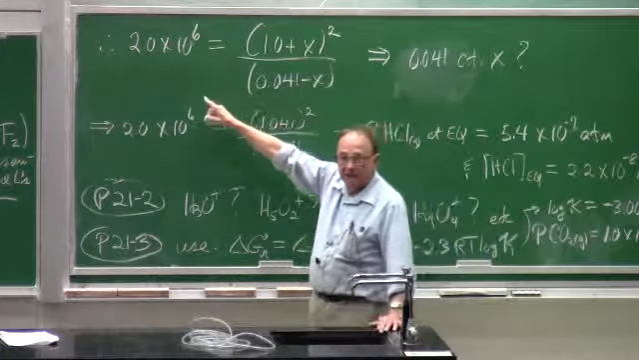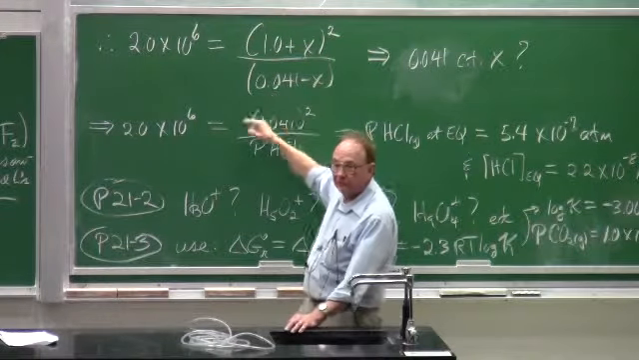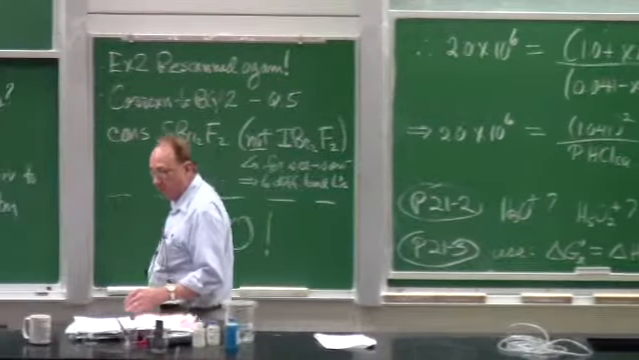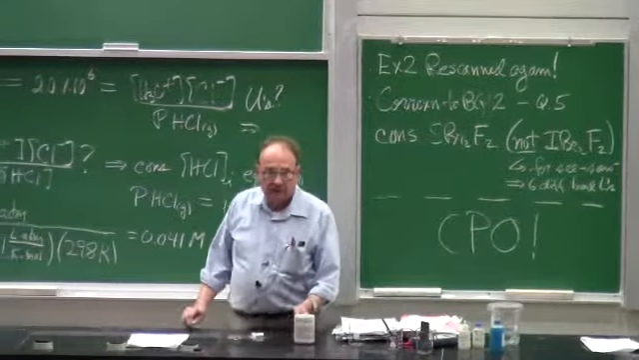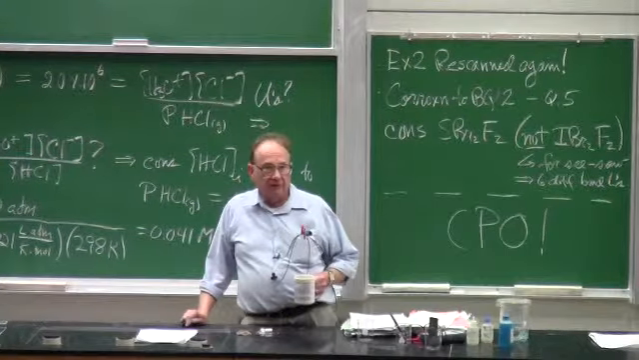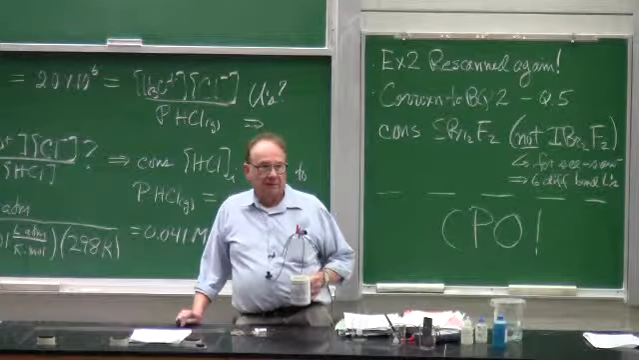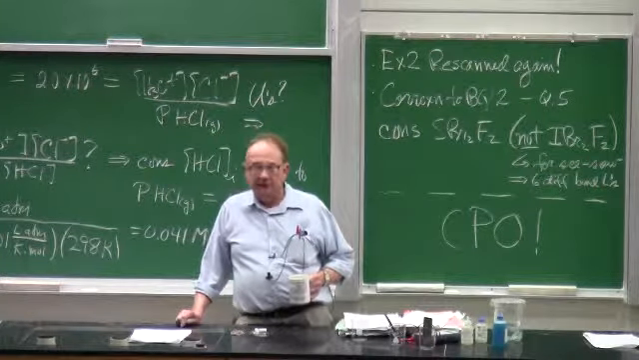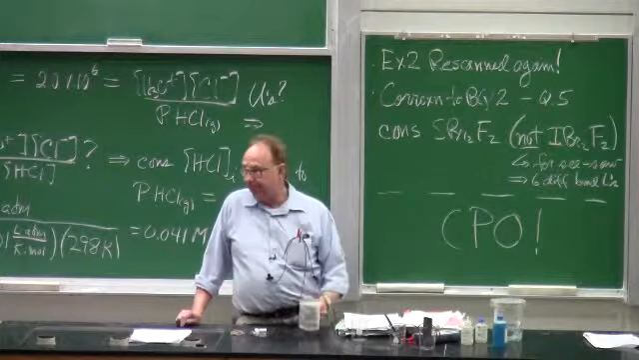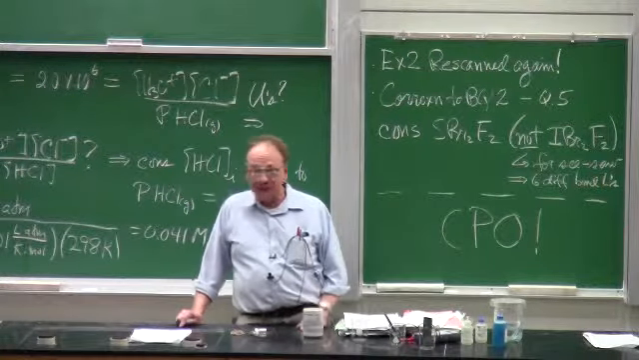with this K value, how will x compare to 0.041? How must x compare to 0.041? About half of 0.041? A lot smaller than 0.041? Or practically 0.041? How must x compare? It's got to be in essence 0.041, and to two significant figures it is 0.041.